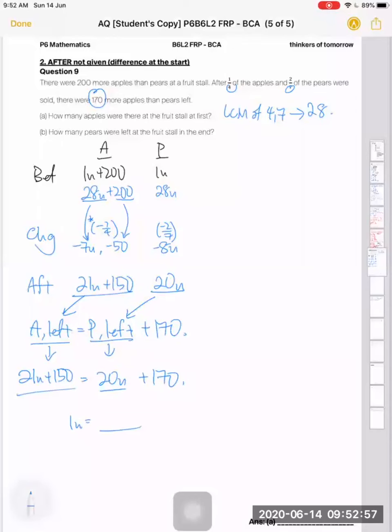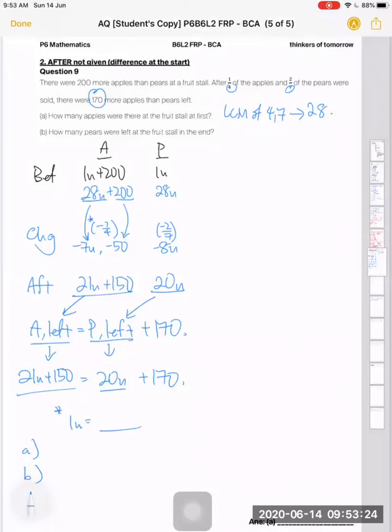Once you solve for 1 unit, you can solve anything the question asks you. So the beauty of this method is that once you are able to solve for what is 1 unit, anything else that the question asks you after that, you can answer. Whether it's how many apples were there at first, how many apples are there in the end, or how many pears are there, you can answer anything the question asks. I'll show it to you. A and B that come next will only be solved in 1 step each, once you solve for 1 unit.